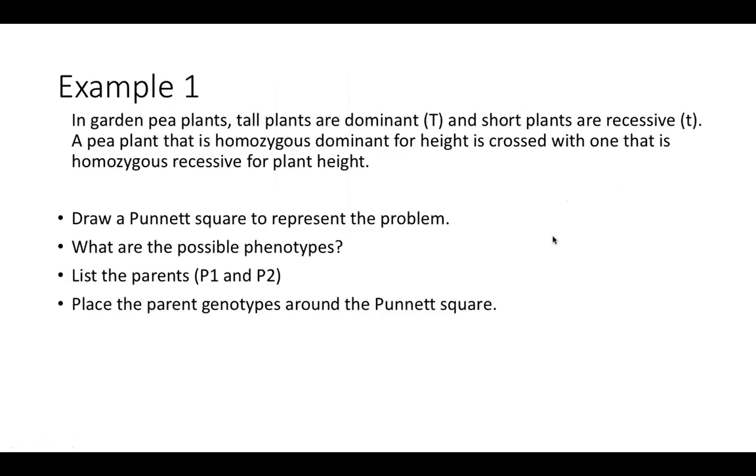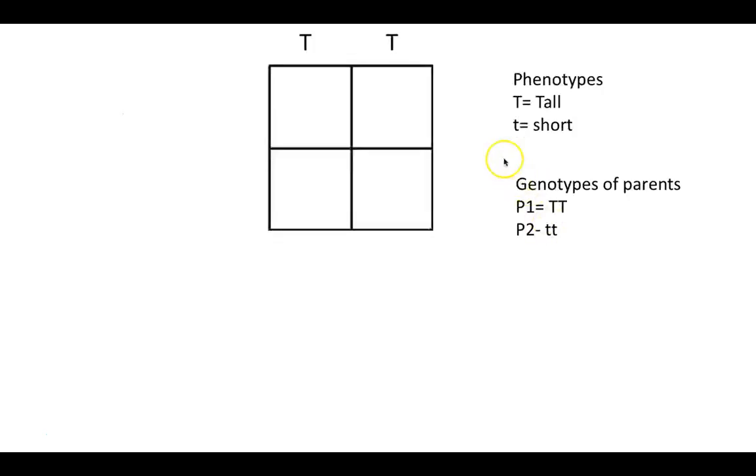Next, we'll place the parent genotypes around the Punnett square. We're going to take parent 1 and place them across the top, kind of centering them over each square. We're going to take parent 2 and put them along the side, kind of the center of each square. Double check, make sure you've not confused anything. You've got parent 1 correct, parent 2 correct.